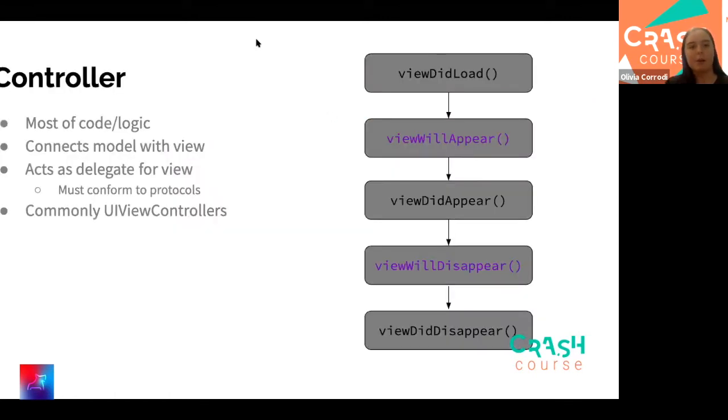The last part is the controller. The controller is how we connect these together, because as you might have seen on the first slide, the model and the view weren't communicating directly with each other. They were both communicating with a controller, which acts as the intermediary between the two. This is where most of your code and logic from the app is going to be. It connects the model with the view, and also acts as a delegate for the view, which means you have to conform to certain protocols.